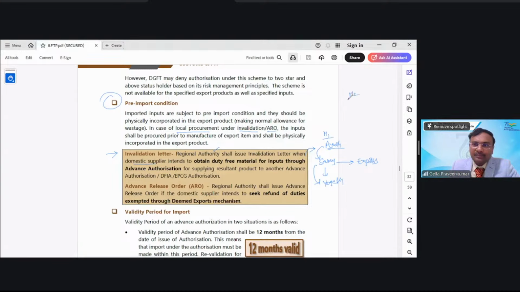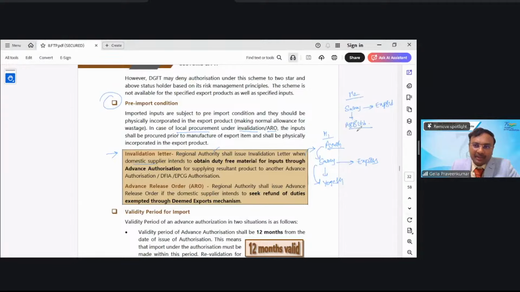Model number 2, very, very simple, plain vanilla. Swami is a manufacturer who exports. Instead of import, he wanted to buy locally. Say, let's take an example, ABB Limited.